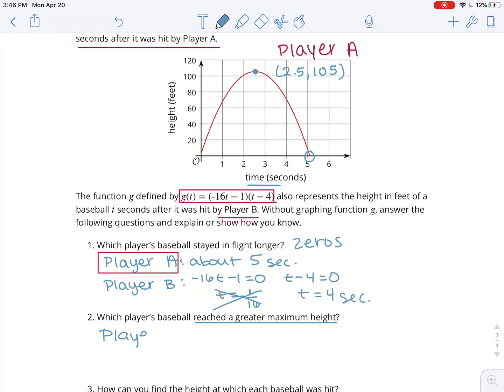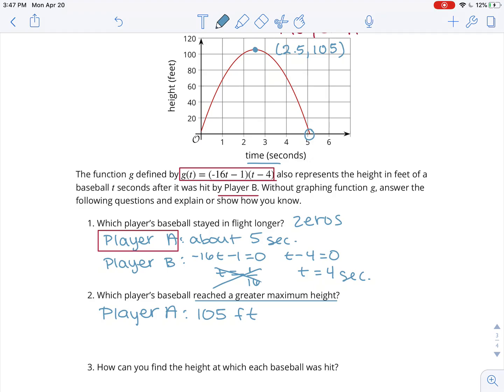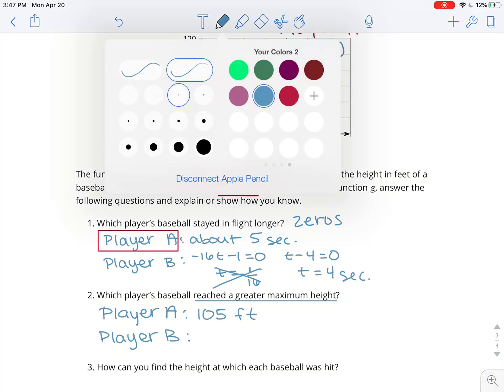So we can say that player A's baseball reaches a max height of about 105 feet based on our graph. And then we can try to figure out what the max would be for player B. Now, when we try to find player B, we know the vertex of the graph is going to have a t-coordinate of halfway between our two zeros.